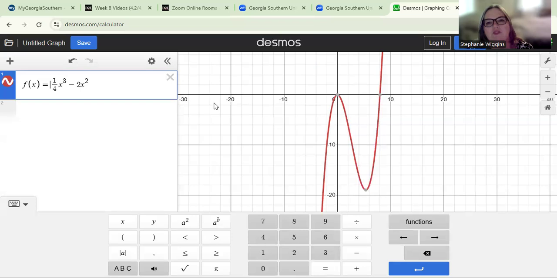So just be aware that it will impact the end. Those are the things that impact the end behavior of your polynomial. It's the degree and it's the sign of the leading coefficient that matters.